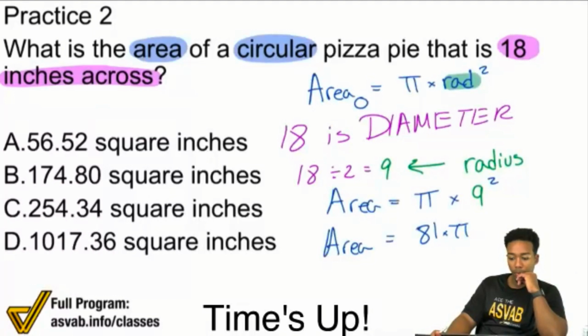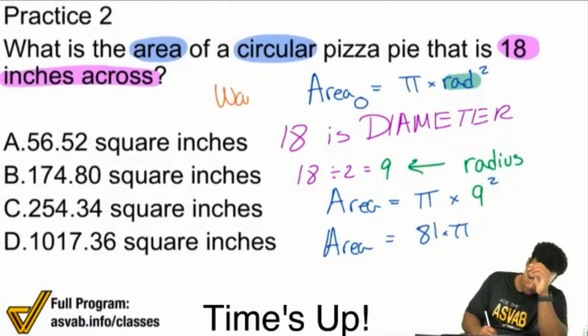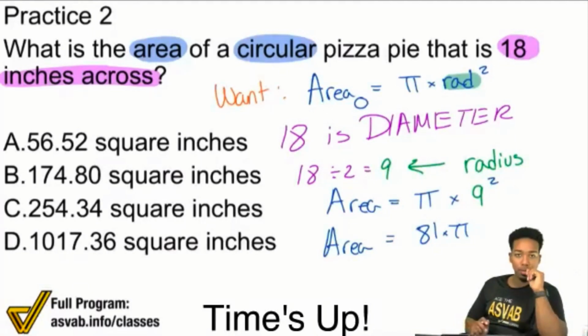Mm-hmm. And so, I mean, so Tamira, I just started. So we're at the beginning of it. Right here, what I'm saying is area of a circular pizza means that you need the area of a circle. And so that's where this starts off. This is what you want. The area of a circular pizza.